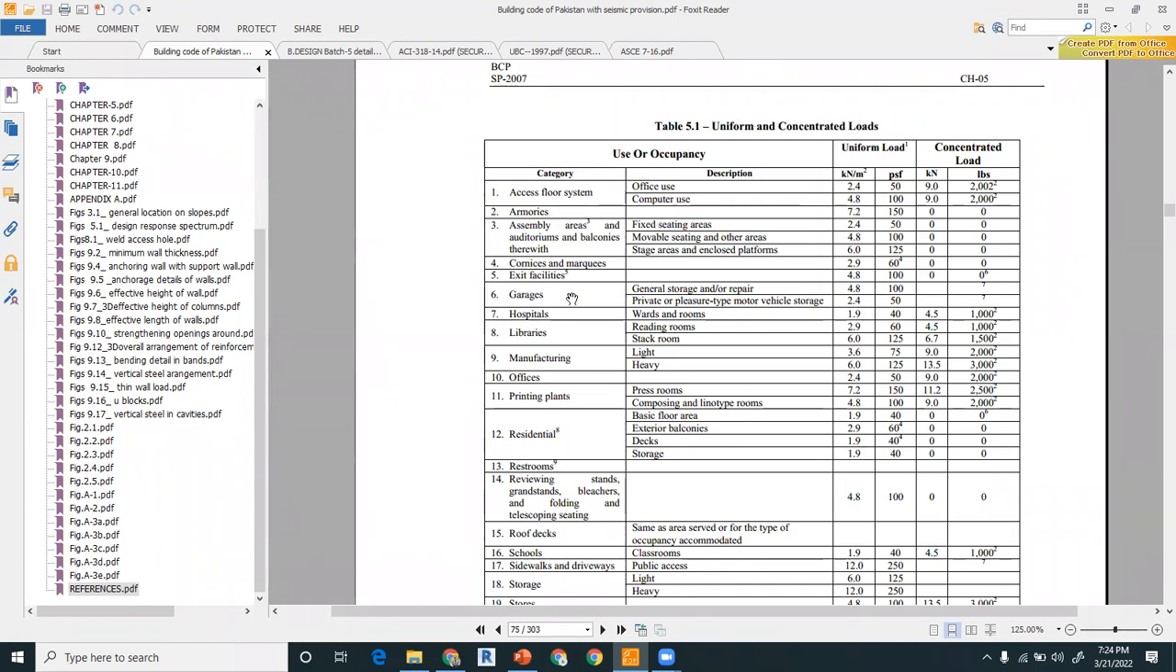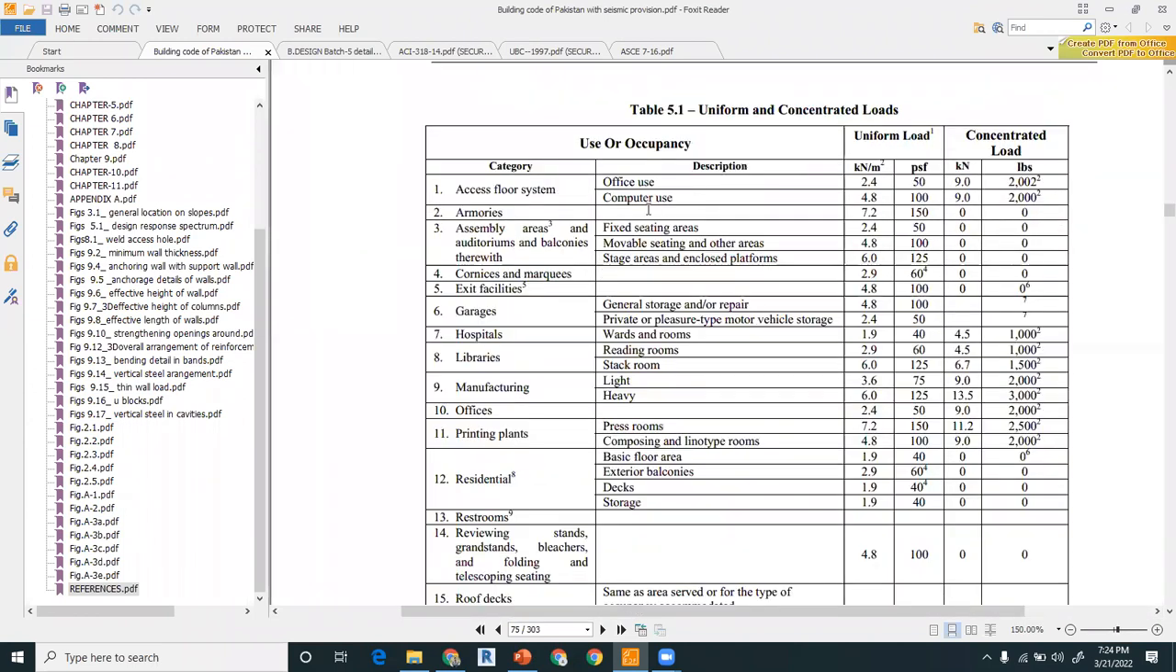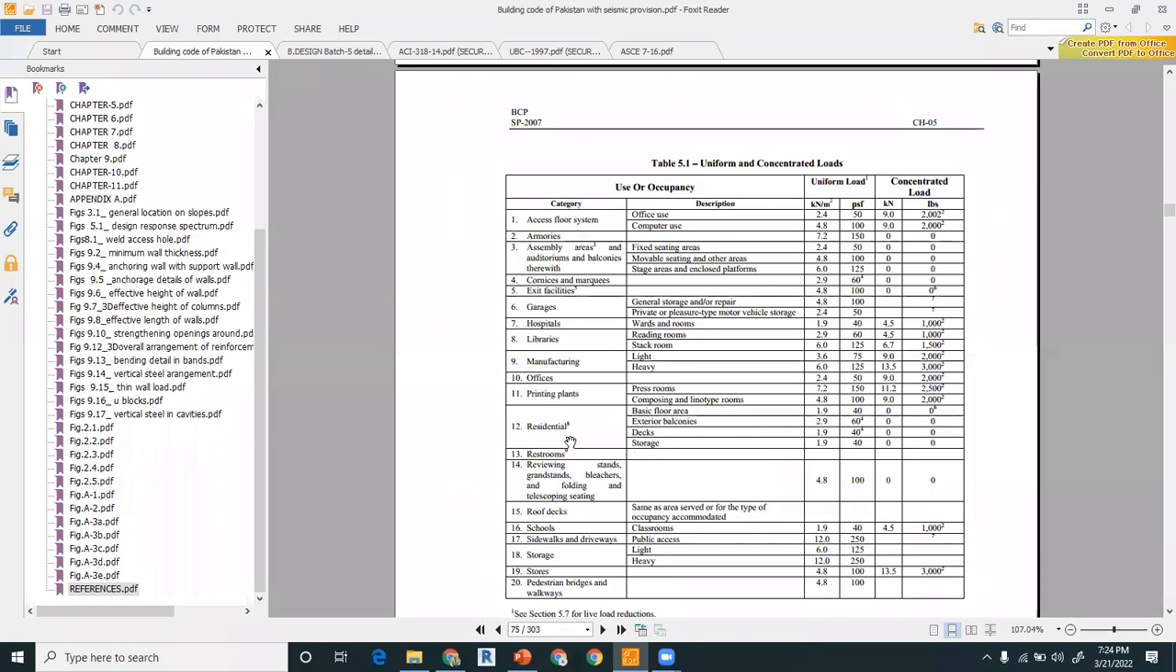These are the live loads, and you have to select as per your requirement, right? So for example, if I'm designing my structure for office use, you must go for the live load of 50 PSF, which is 50 pounds per square foot. Same for computer use. If it is a lab or library in which computers are used, you have to take the 100 PSF load, right? Same for the garages, hospitals, libraries, and all of these loads.